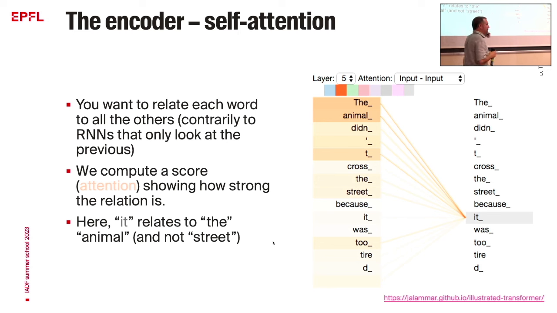Okay. Let's go back. So the recurrent neural network takes one word at a time, and it always goes in the same direction. It means that when you are considering the word it, you only have access to these words, because you never saw what happens after. The difference of the transformer is that you use self-attention that relates every word to all the others. So in a way, the transformer sees all the sentence from the very beginning. Which helps you actually relating.